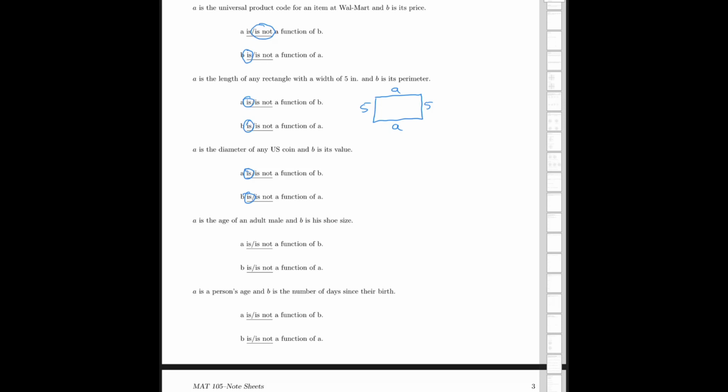Whereas in number 2, the second one here, A is not a function of B, and B is not a function of A. For adult males, shoe size and age have no correlation.